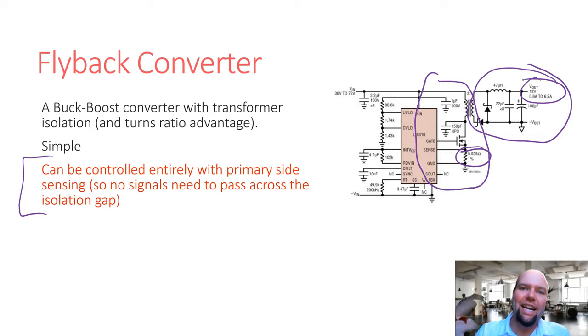Sometimes you'll also have a second transformer winding. You'll see this quite often where you have a transformer that actually has 4 coils of wire. It has 2 big high current coils that actually do the power transfer. And then it has 2 extra lower current coils that send a signal back that tells the primary side what the voltage is currently at the output side, at the secondary side. So that's another way to do it, but it's not necessary. You can do flyback converters just by doing sensing on the primary side. It keeps these simple, keeps these cheap. And this is a very popular way to do this type of isolated converter.